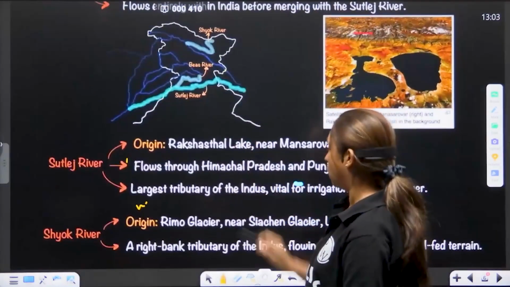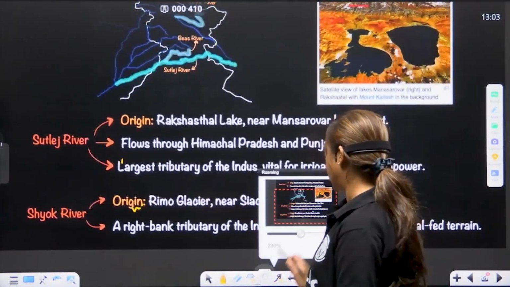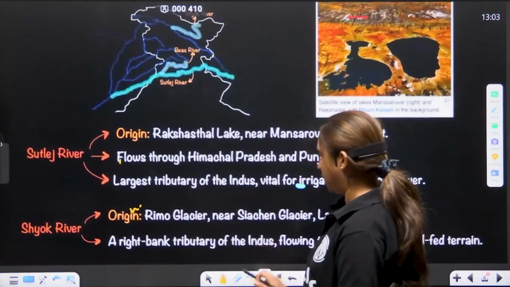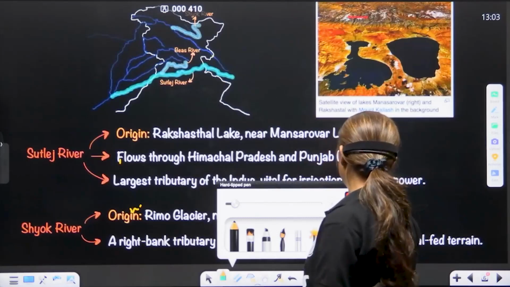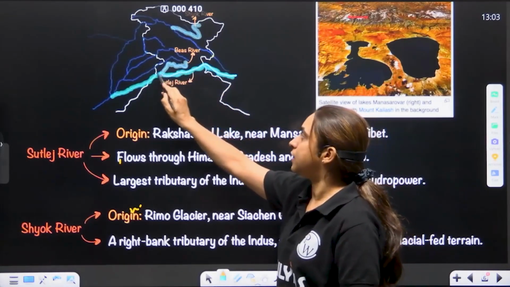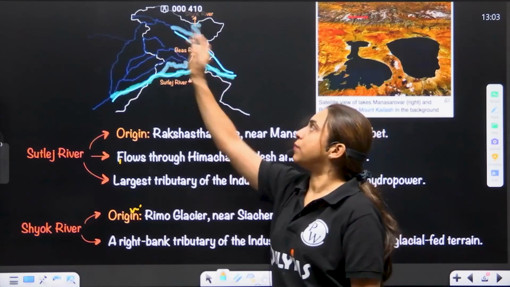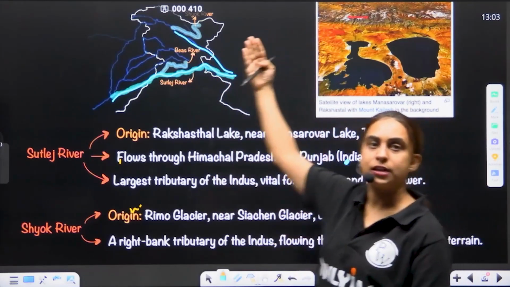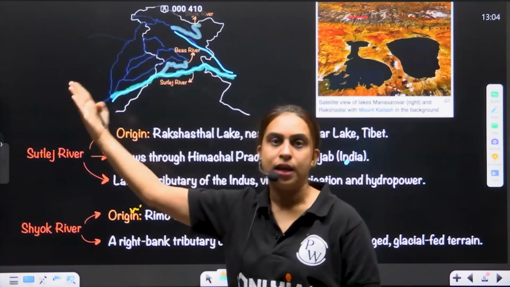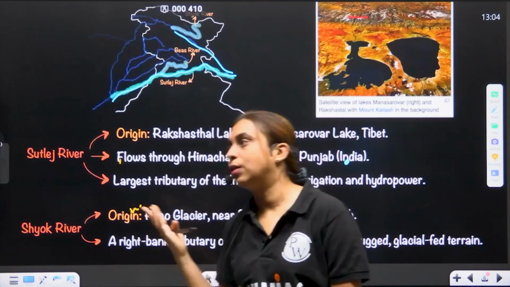As you can see, before Sutlej enters India, this is the Sutlej. You can see from here. Before Sutlej enters India, it is moving parallel to Indus. So if Indus is known as Singhi Khambam, Sutlej is known as Langchen Khambam. Okay, so both of them are Khambam.